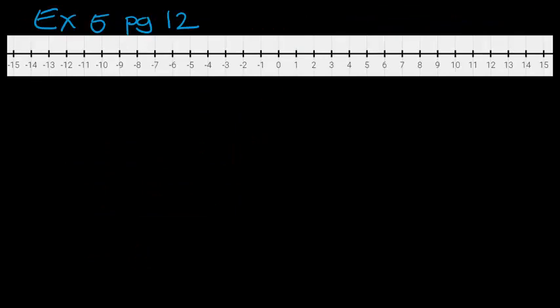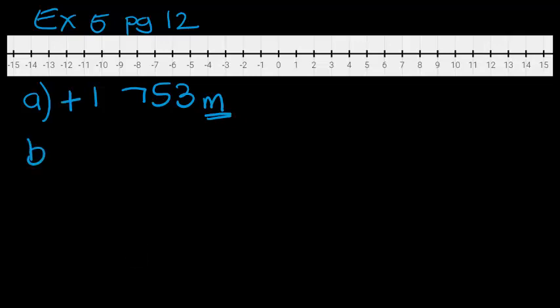Exercise 5 on page 12 is telling us to express the numbers using a plus or a minus. So question A says, Johannesburg is at an elevation of 1,753 meters above sea level. So I'm writing the number 1,753 meters. We always write the unit that we are given. And because it's above, my symbol is going to be plus.